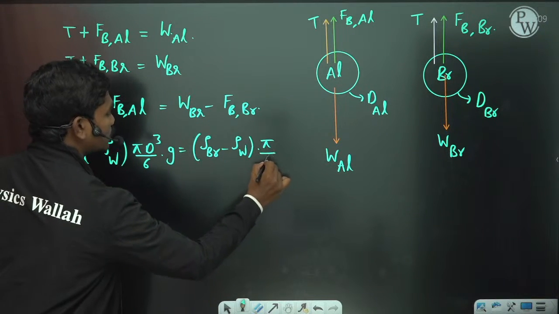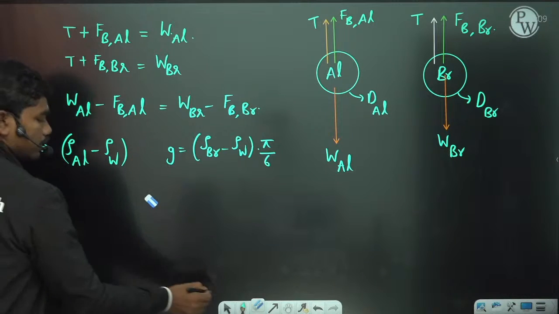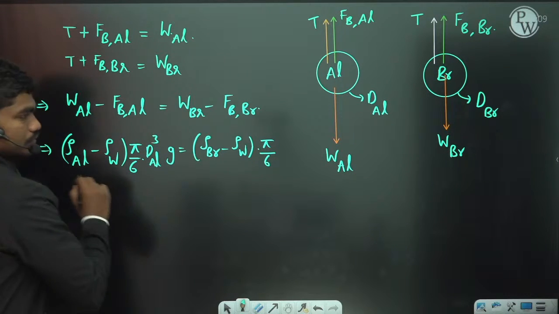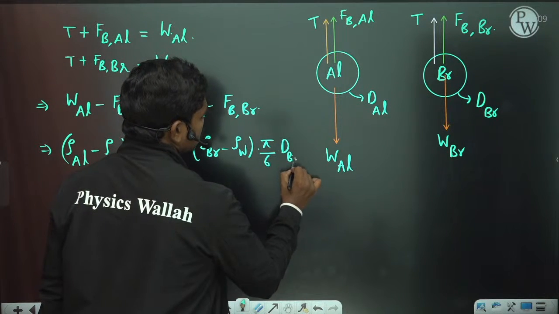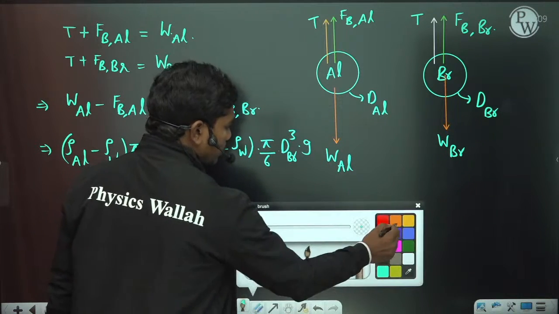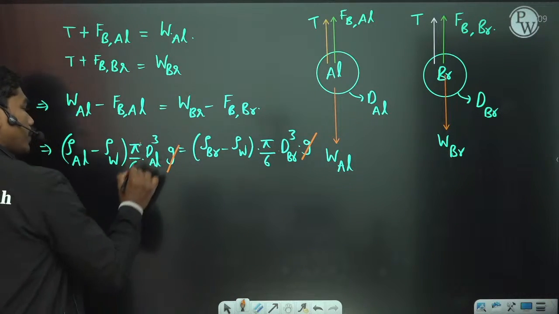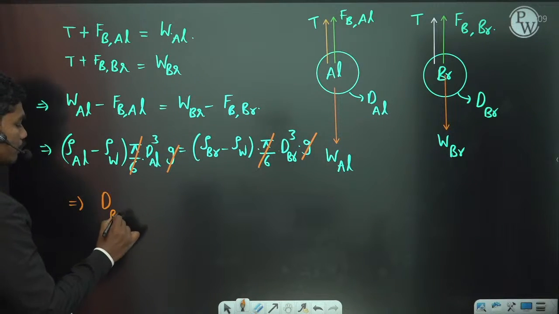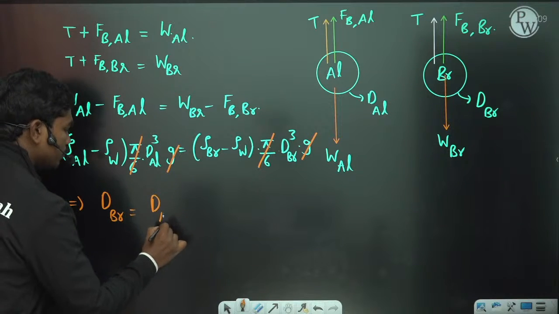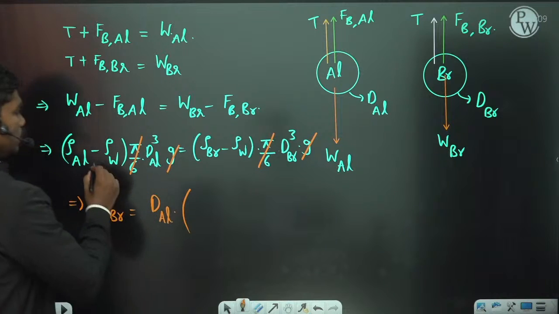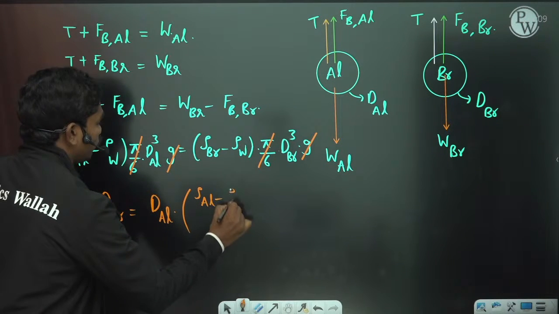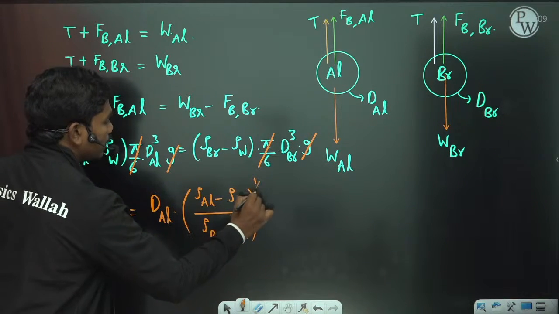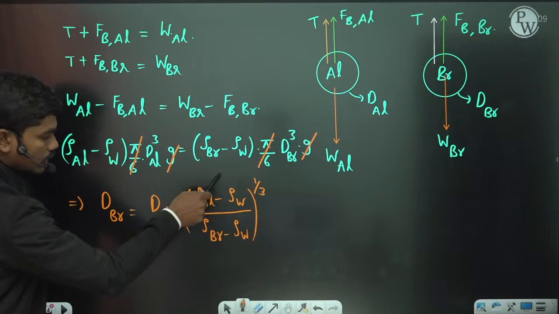Let us make a small correction here: write this as pi by 6 d aluminum cube, because this is the diameter of the aluminum. Similarly here, the diameter of the brass whole cube into g. Let us cancel the common terms. g gets cancelled on both sides, pi by 6 gets cancelled on both sides, which means the diameter of the brass ball is equal to the diameter of the aluminum ball times density of aluminum minus density of water divided by density of brass minus density of water, whole to the power 1 by 3. This is a dimensionless quantity.